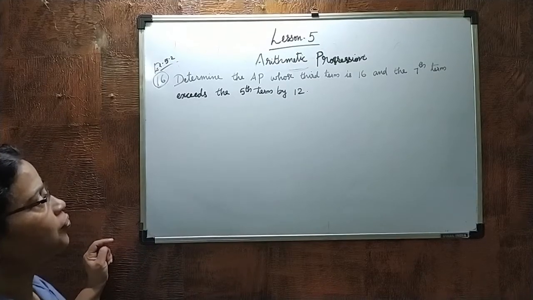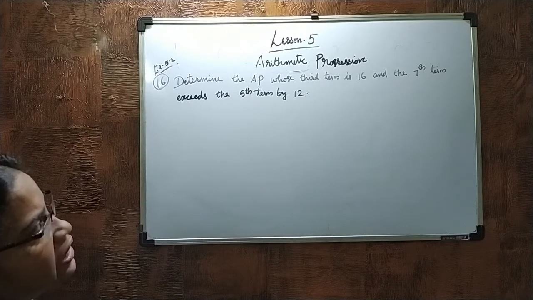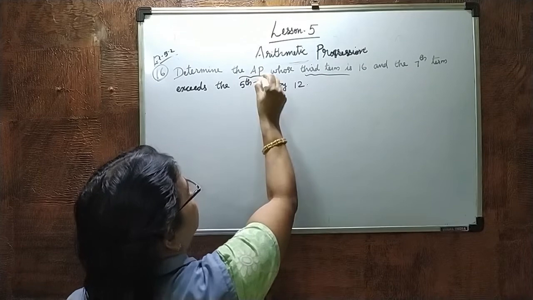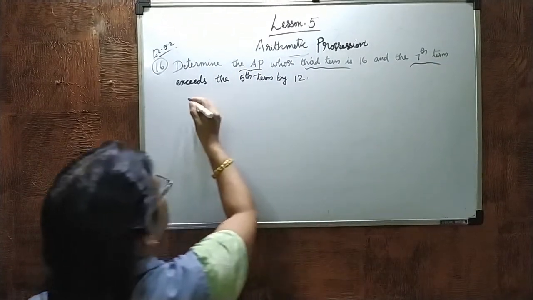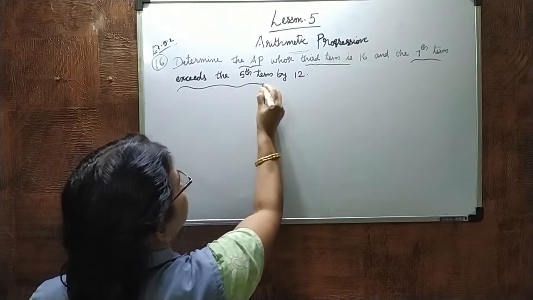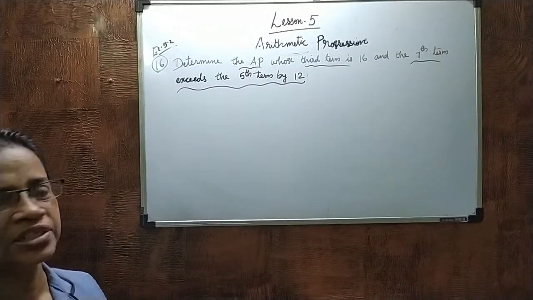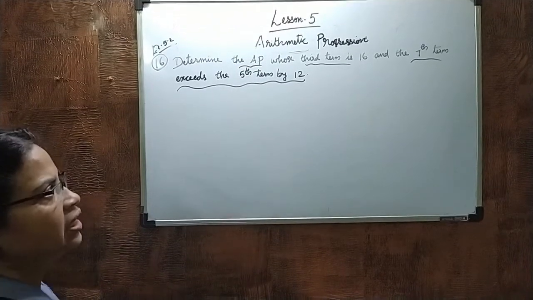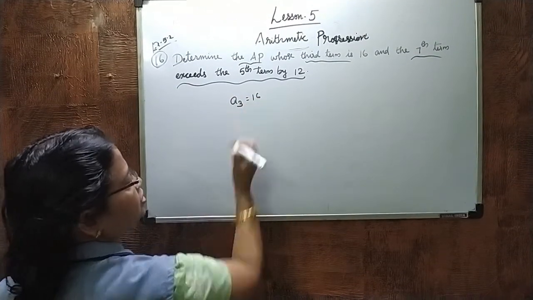Exercise number 5.2, 16th question. Determine the AP whose third term is 16. We want to find out the AP, right? Whose third term is 16 and the seventh term exceeds the fifth term by 12. So, two conditions they told. First thing, third term is 16. Third term means what? A3 is equal to 16.